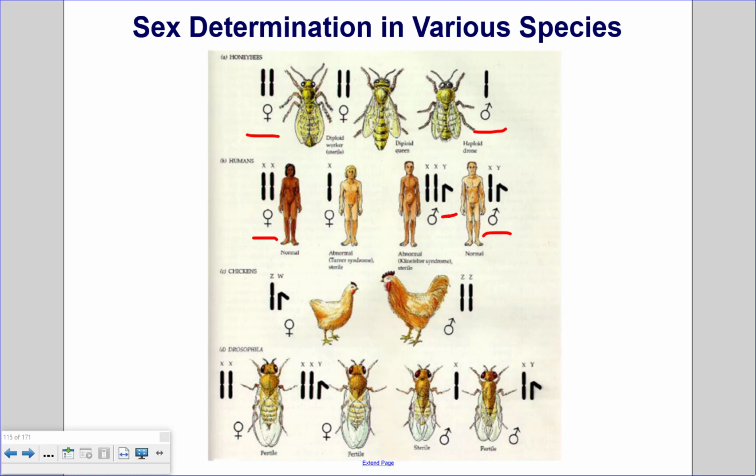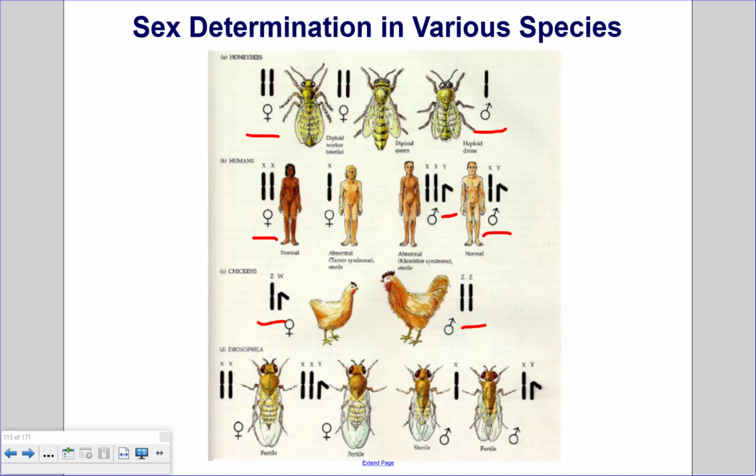Chickens use the ZW system, so a female is ZW and a male is ZZ, which is the opposite of the humans in the XY system because in this case, the male has two of the same chromosome, versus in humans, the female has two of the same.